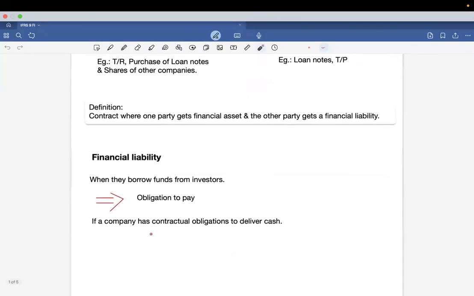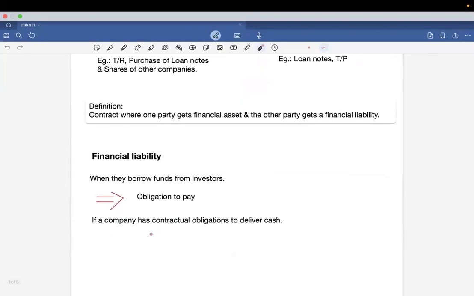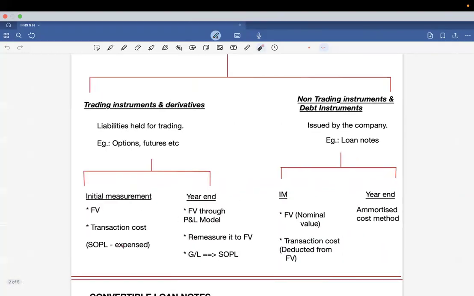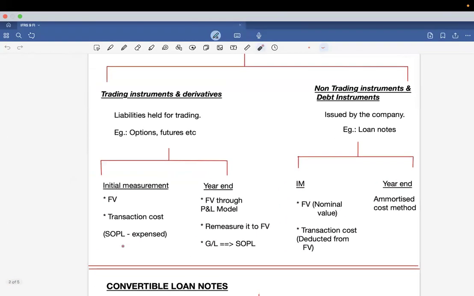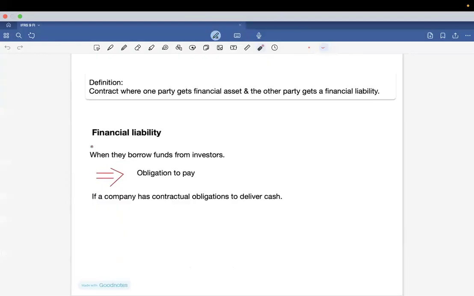So a financial liability is where you borrow funds from the investors. You got the money because someone decided to invest that money somewhere else, right? So here there is an obligation to pay back what we receive. If the company has a contractual obligation, then the company would deliver the cash back, whatever they are receiving. Clear?